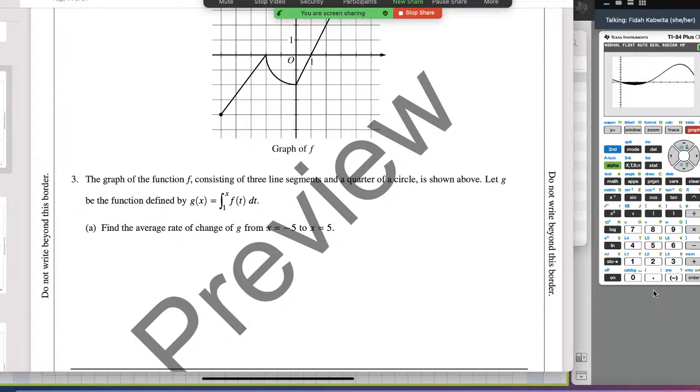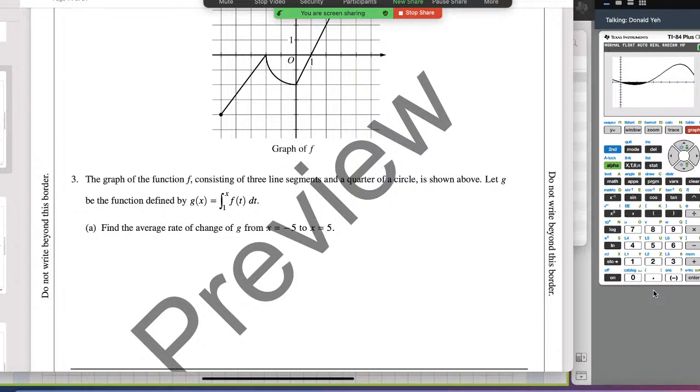I don't think it's right, but I got 19 plus pi over 10, because I remember average rate of change is... but I thought there were two ways of doing it, but every time I see average, my brain explodes, so it could be wrong.